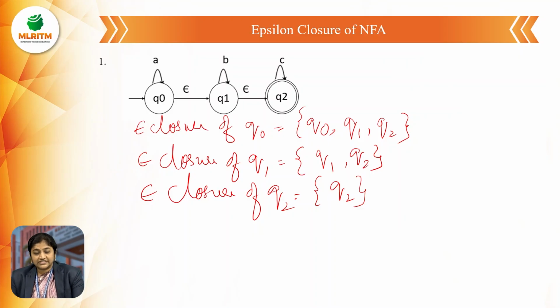In this transition diagram, there are 3 states with 3 input symbols, and 2 epsilon symbols connected from Q0 to Q1 and Q1 to Q2, where Q0 is the start state and Q2 is the final state. So the epsilon closure of Q0 will be Q0, Q1, Q2. Epsilon closure of Q1 is the same state first, then the connecting state, that is Q2. And epsilon closure of Q2 is the same state, Q2. This is how to write an epsilon closure for a particular state. We'll see the next example.